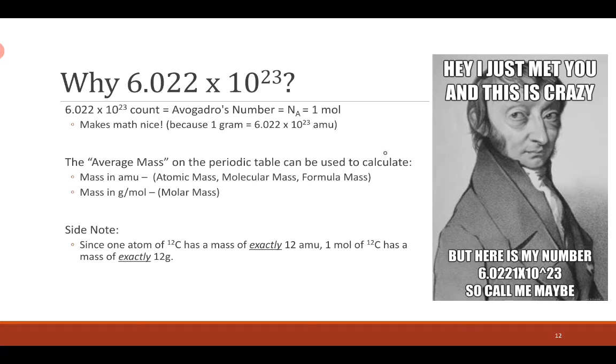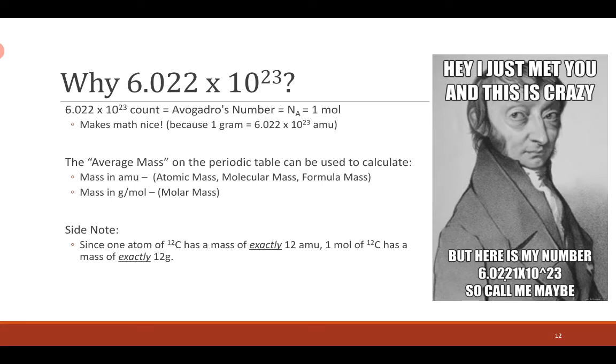It's known as Avogadro's number based on this guy. This is Avogadro, and he did a lot of work in early chemistry trying to relate number of particles to things like volume for gases, and so this number got named after him.